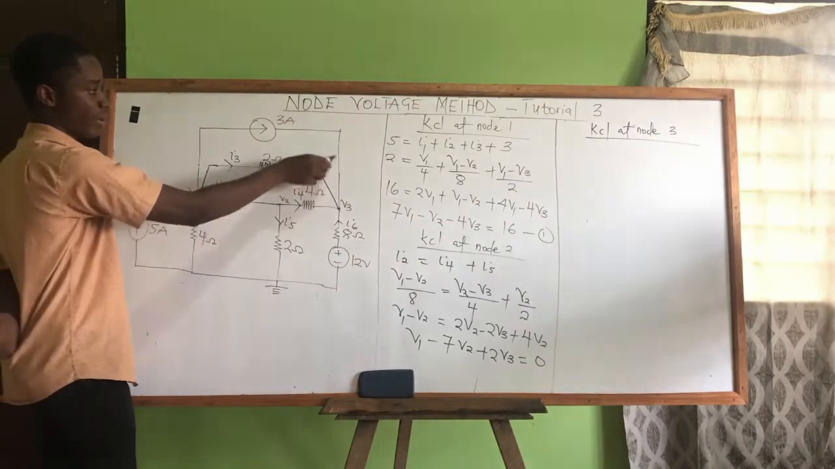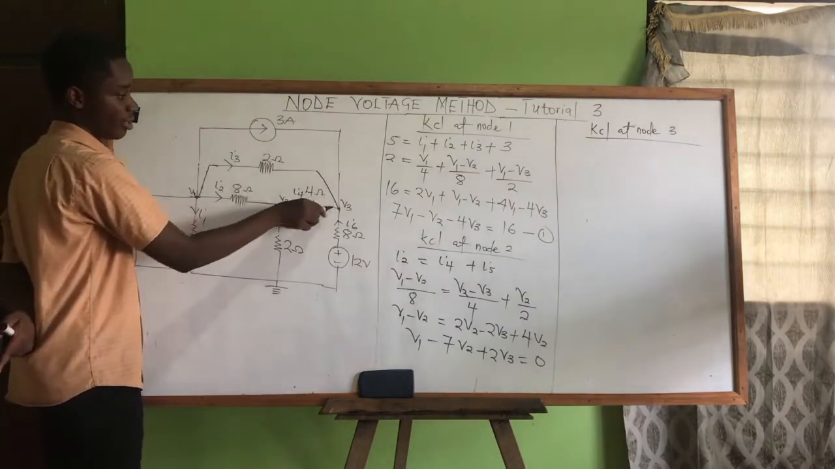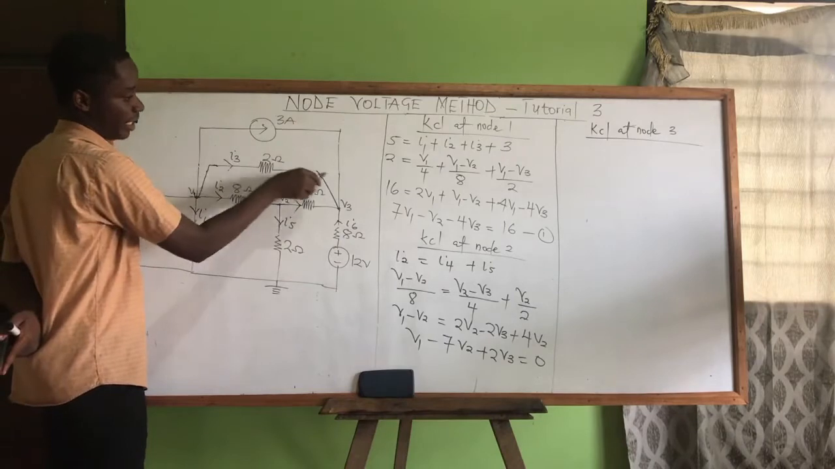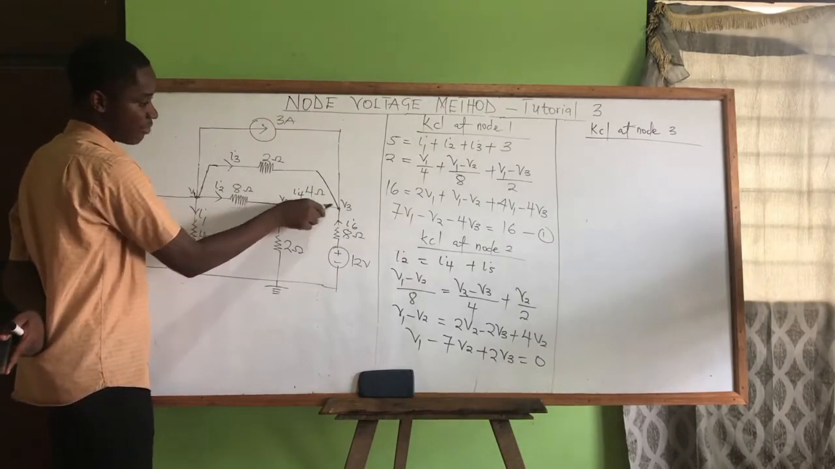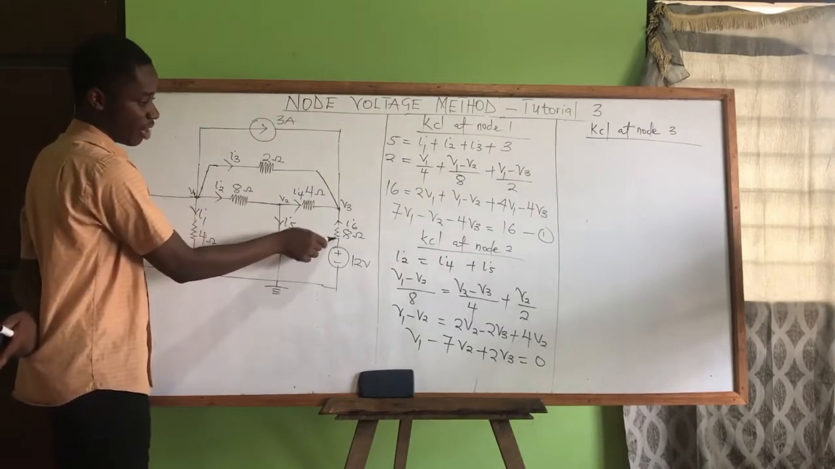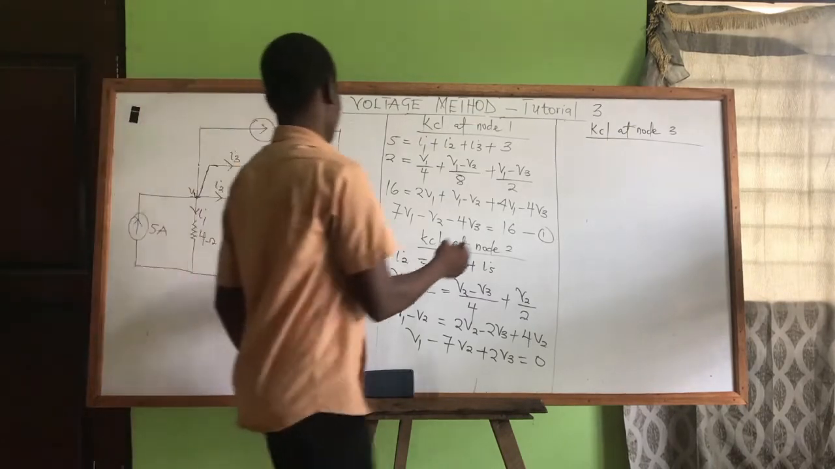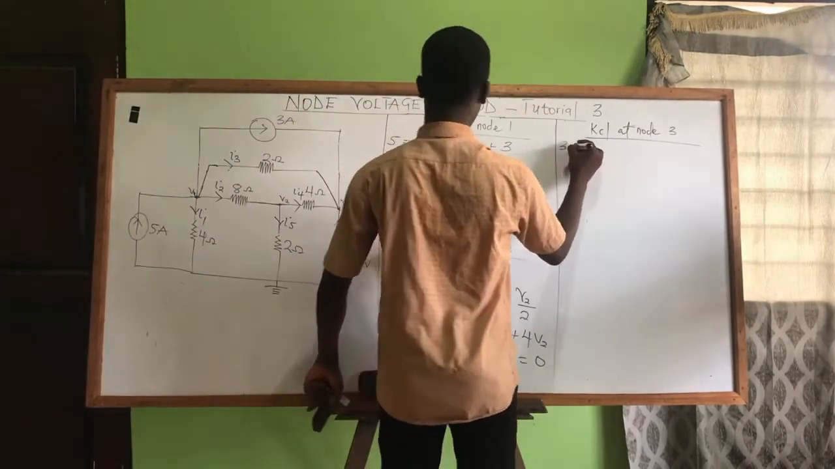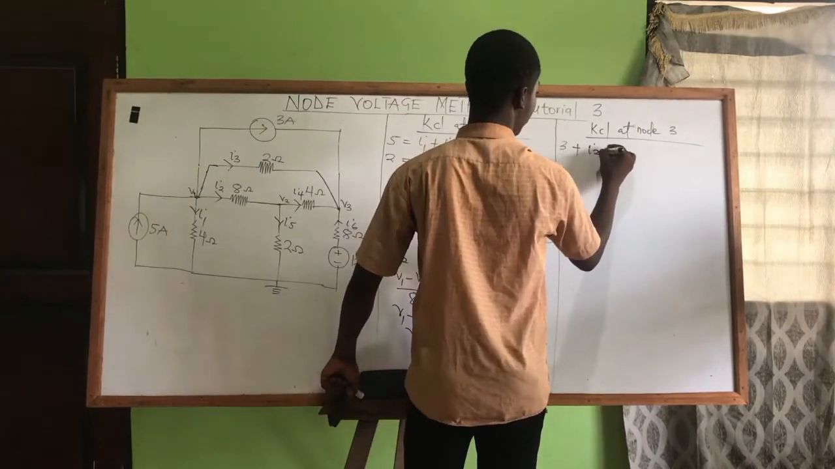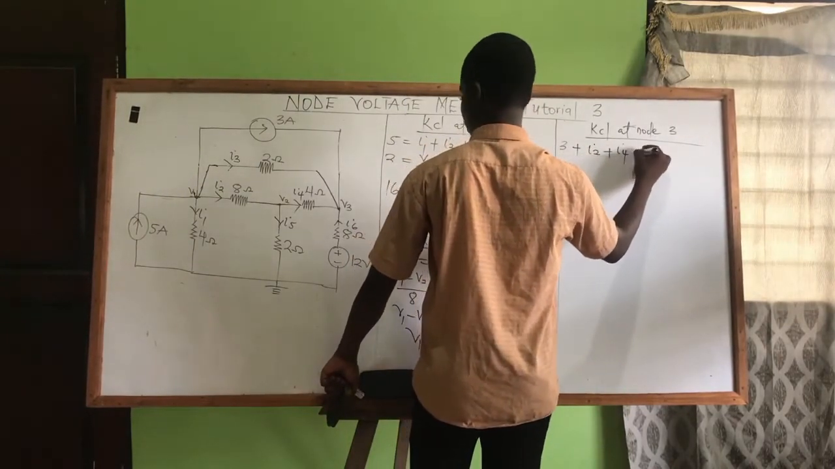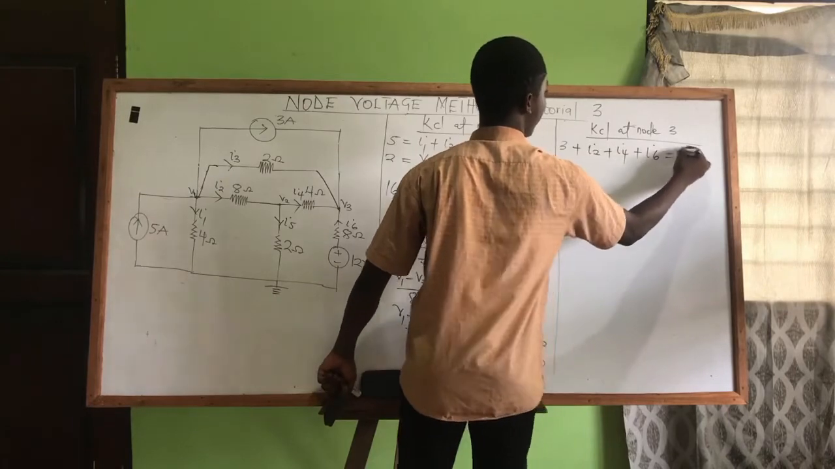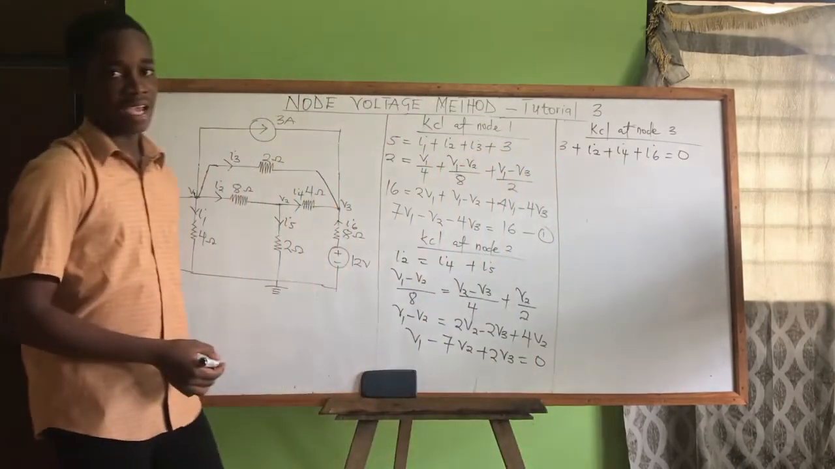You realize on this branch I have 3 amperes entering. On this branch I have I3 entering. On this branch I have I4 entering. This branch I have I6 entering. So all the currents are entering. So I have 3 plus I3 plus I4 plus I6 giving me 0.